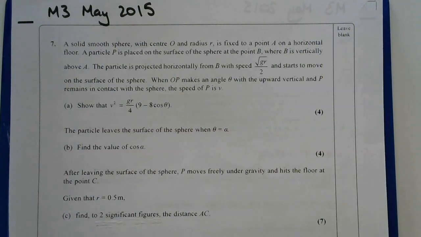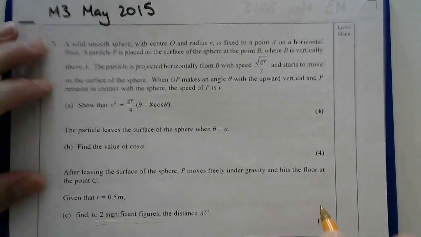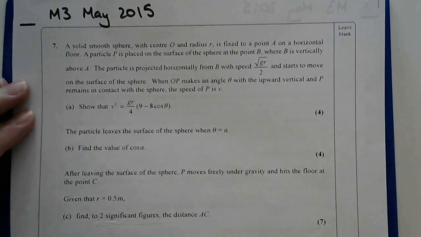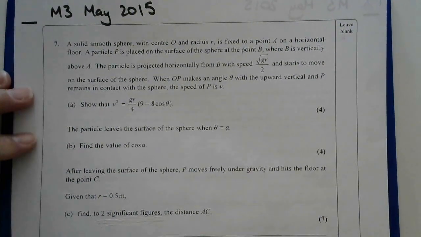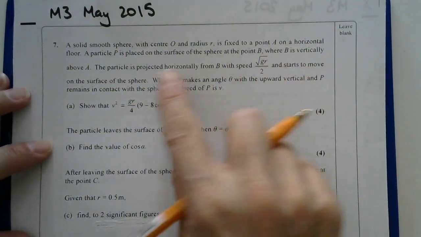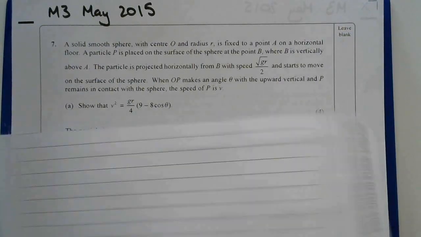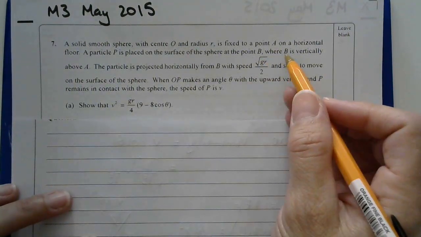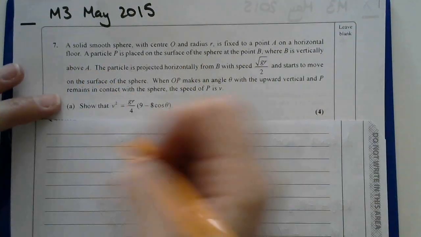Hello, so today I'm looking at M3 May 2015. This is question 7. So I have a solid smooth sphere with centre O and radius R fixed to a point A on a horizontal floor. A particle P is placed on the surface of the sphere at point B, where B is vertically above A.